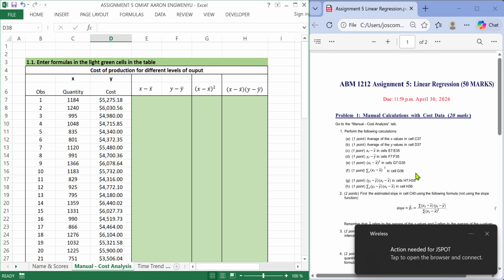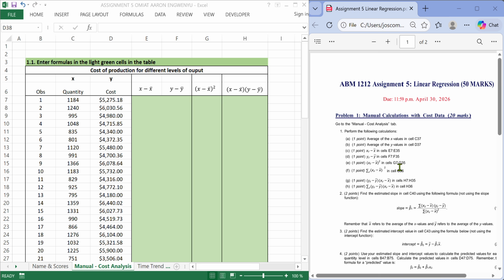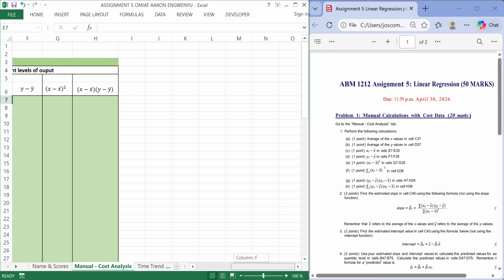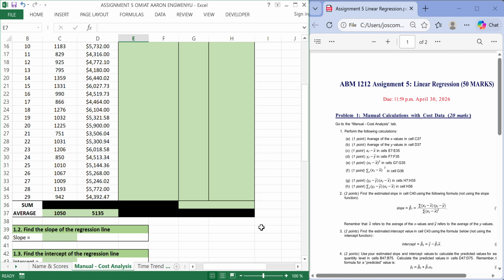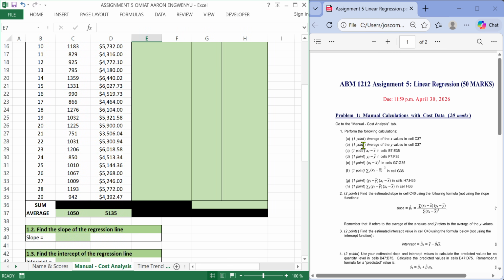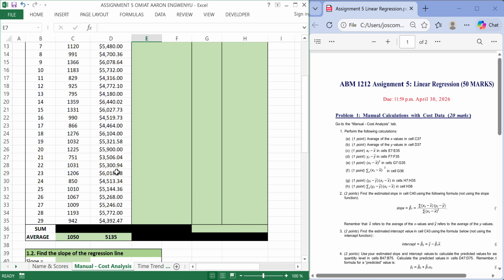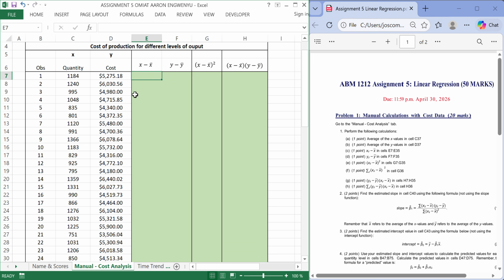Next they want us to calculate the x minus x bar, then y minus y bar. Those ones are obvious. If you look down here, we have already got our average. X bar simply means average of x, and y bar means average of y. So we are going to subtract this minus this for every item.